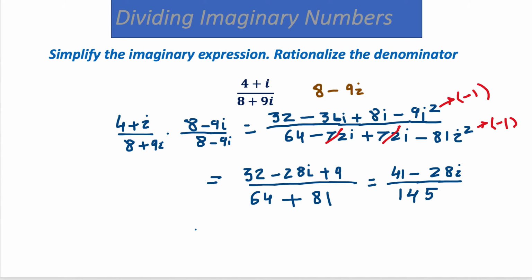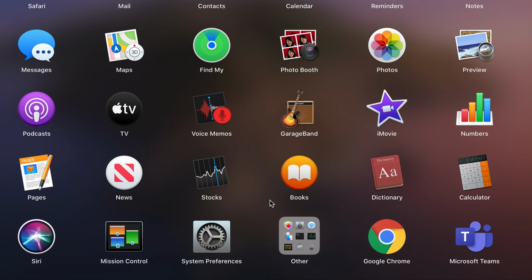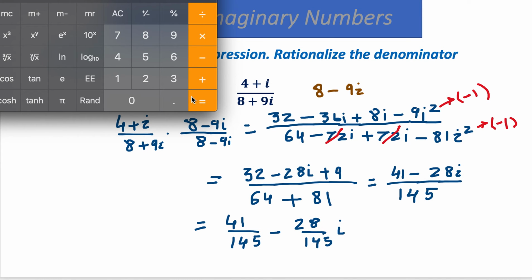So now this number we can write in the final form, which is 41 over 145. We can write this way. And the other number, the imaginary part, we can write minus 28 over 145, 145 i. So here is i. We can leave it in this form, or if we are asked to do, for example, the decimal number, we can leave this form.